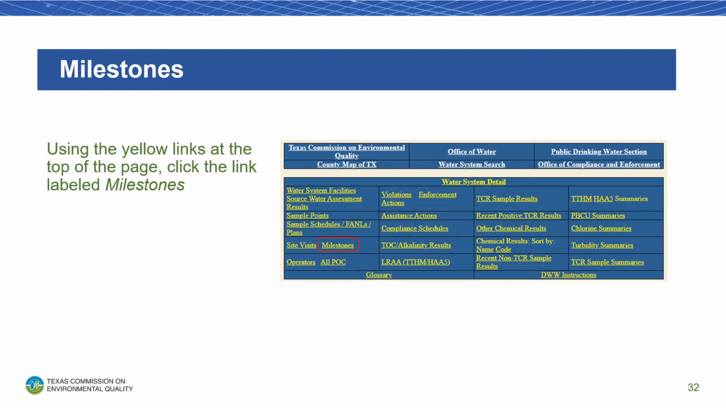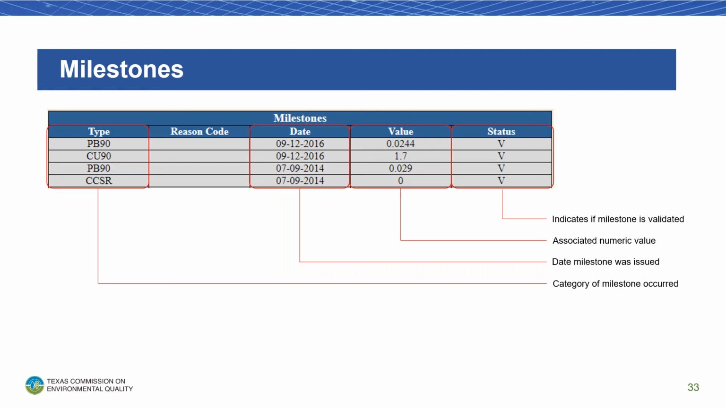On the next few pages, we'll cover how to find and understand lead and copper milestones. To navigate to the Milestones page, you'll need to click the yellow link at the top of the page titled Milestones. On this page, we'll discuss what information is housed in each part of the Milestones tab. Type specifies the category of milestone that was achieved. For example, PB90 indicates that the system has had an action level exceedance for lead. A full list of milestones and their descriptions can be found in the glossary under Milestones and then Type.